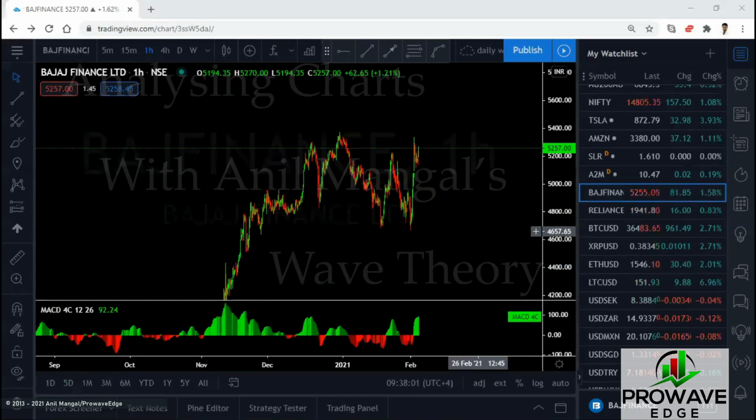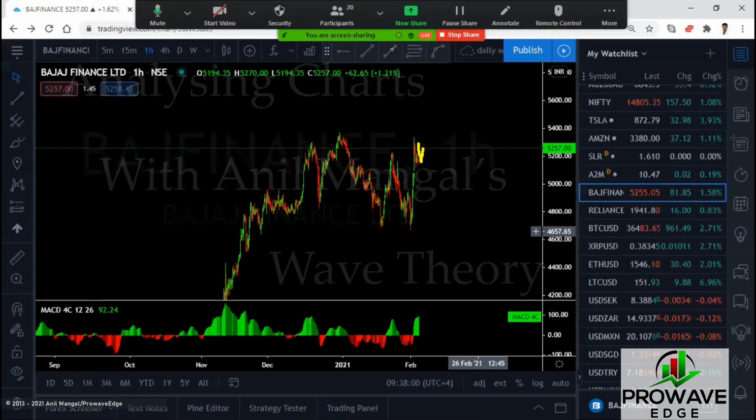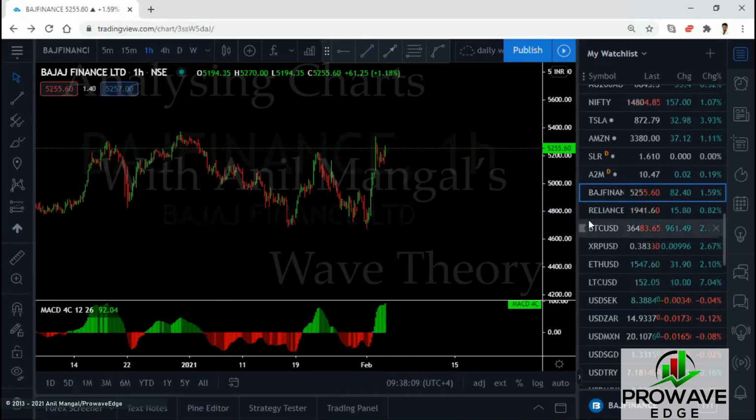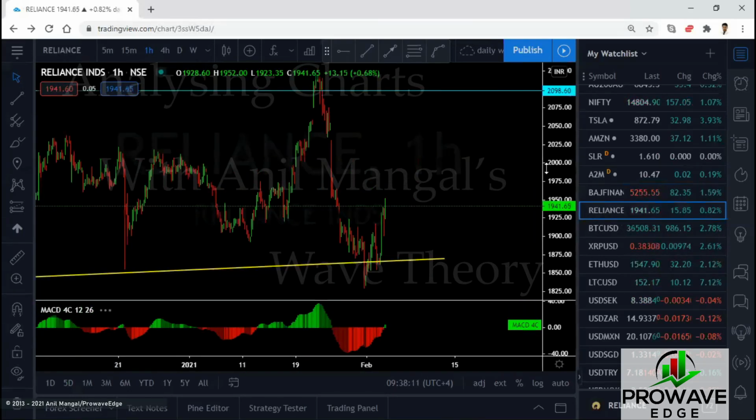You can look for consolidation here. If they consolidate at this top, then they'll continue to go. Right? If we get a consolidation there for a buy, we continue. It doesn't have anything right now. Reliance.